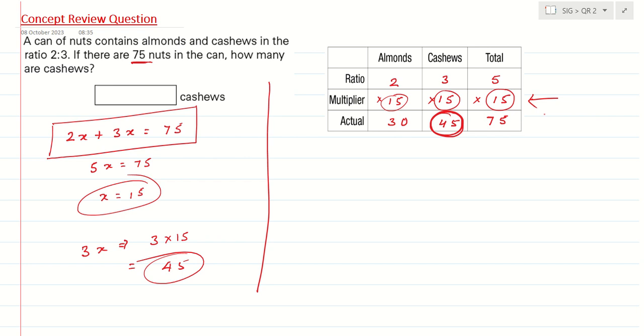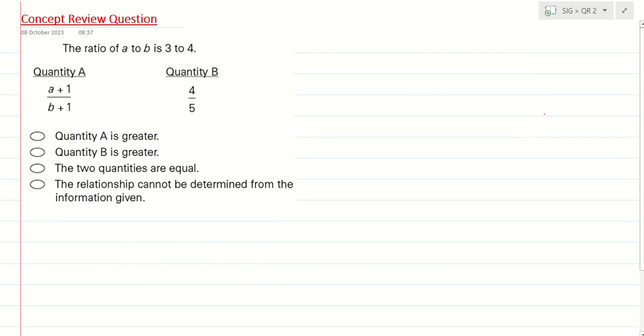Any doubt, Manasvi? No, sir. Let's go for this one. I'll give you some time. You solve it.